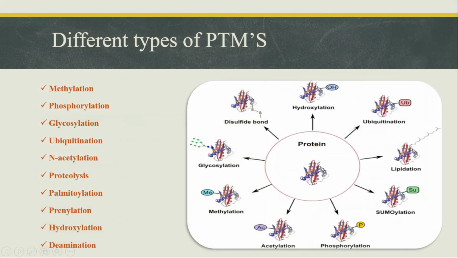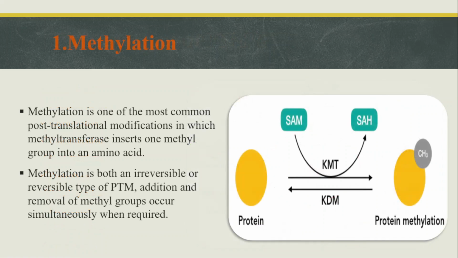Different types of PTMs. There are many types of post-translational modifications. Here now we study about methylation, phosphorylation, glycosylation, ubiquitination, N-acylation, proteolysis, prenylation, hydroxylation, deamination. And the first one, methylation.